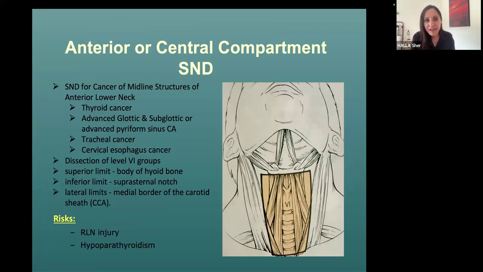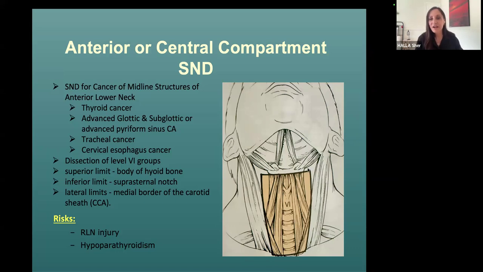So lastly, the central compartment. The central compartment is dissected for cancers of midline and anterior lower neck structures. The most common indication for a central compartment neck dissection is thyroid cancer. But sometimes it is also done for advanced glottic or subglottic cancer, and cancers that involve the apices of the piriform sinuses or the cervical esophagus. And a level 1 dissection can sometimes be done as an isolated procedure or in conjunction with removal of other levels of the neck.